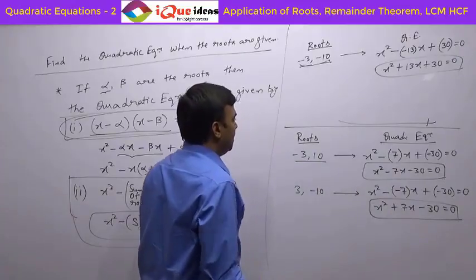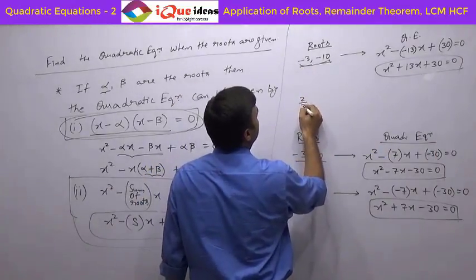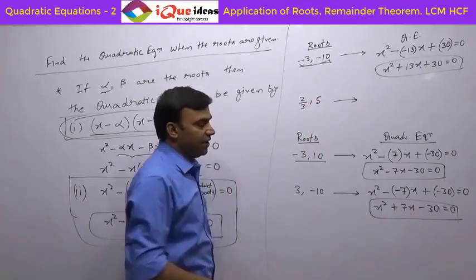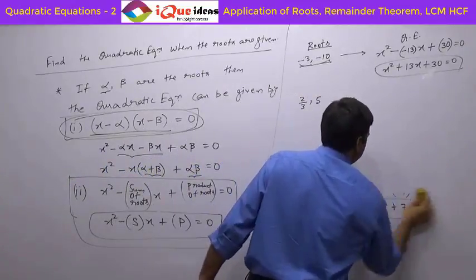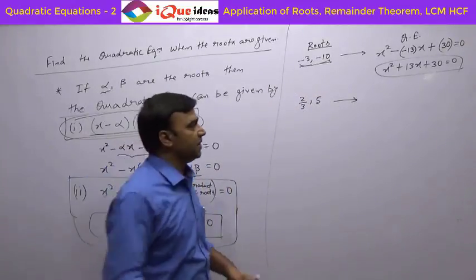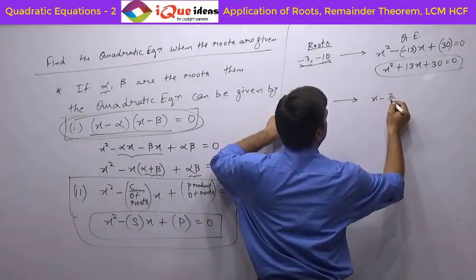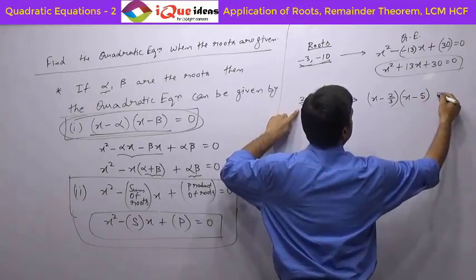Right? Let's take one more example. What if the roots are 2 by 3 and 5? Now how will you do it? Now let me do this question in two methods. I'll first take the first method and then the second method. If I take the first method, how do I write it? I will write it as x minus 2 by 3 into x minus 5, that is equal to 0.